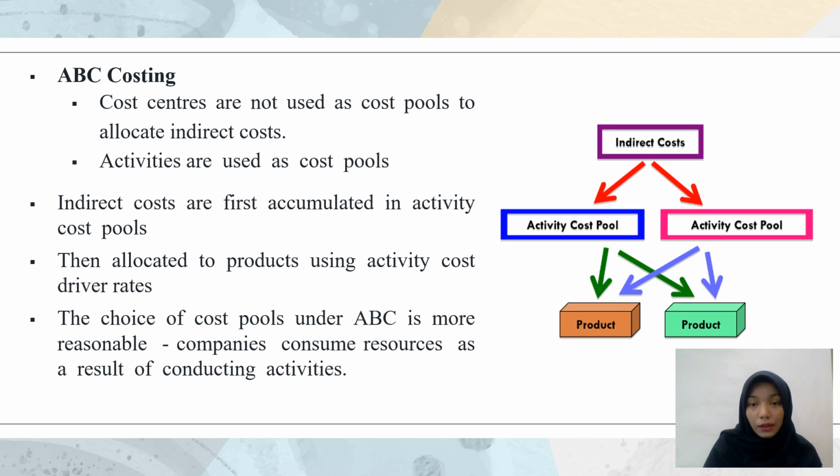For example, consider a company that claims to have a production department but does not conduct any production activities. Under traditional costing, it does not actually incur costs. However, the company will incur costs when the production department conducts production activities such as handling materials, setting up machines, running those machines, and doing quality control.